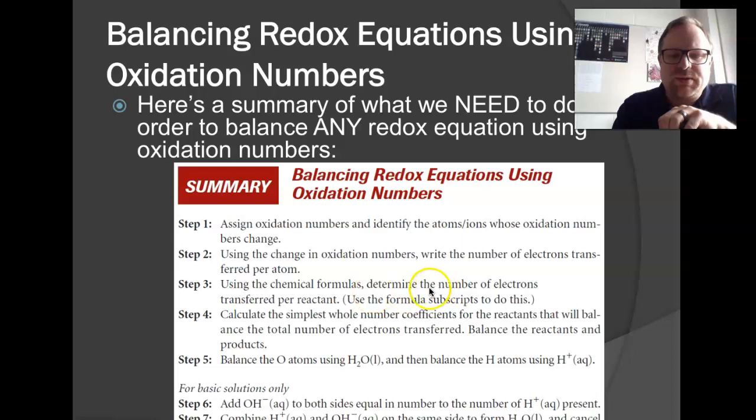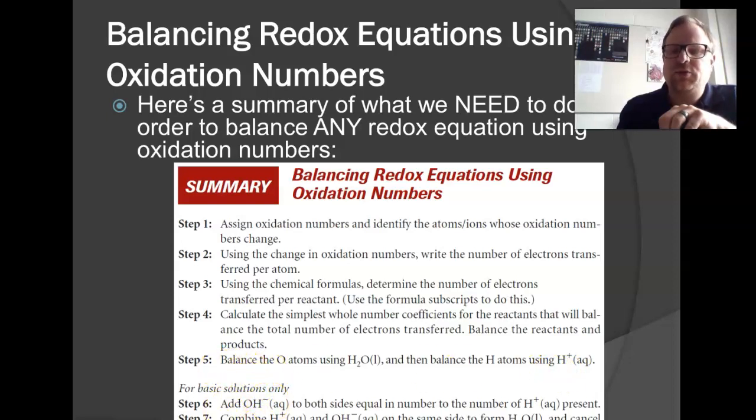So step 3 is using chemical formulas to determine the number of electrons transferred per reactant, and then we'll calculate the simplest whole number coefficient that will balance the electrons transferred. And then what's not completely obvious on here, you can't quite see the bottom, is that we will balance oxygens using water, like we did in concept B2, and balance hydrogen using hydrogen ions, like we did in B2, if it's an acidic solution.